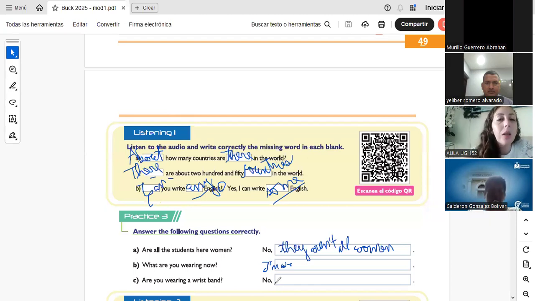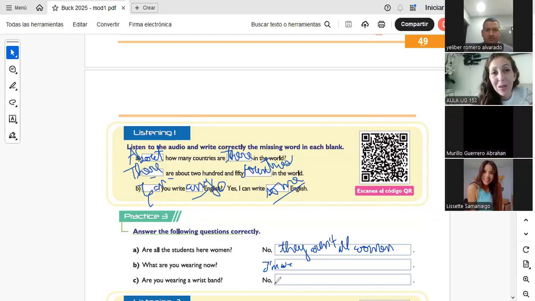Okay, remember that these sentences or these questions were in present continuous. So we're practicing everything that we learned in the previous time, and also reinforcing with new information that is related to modal verb can. Okay, we're gonna make a stop here to take the list.